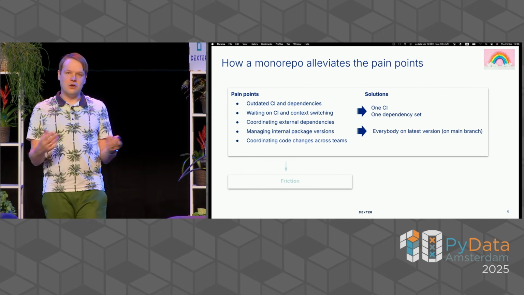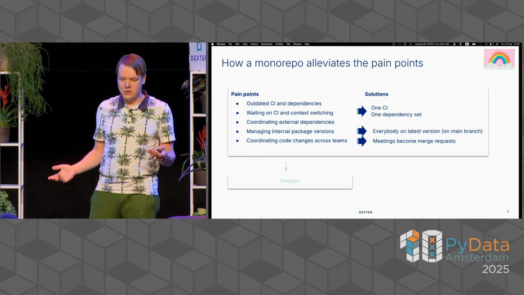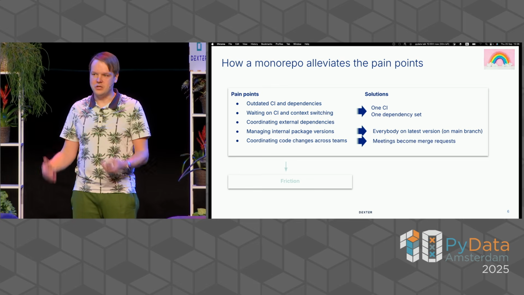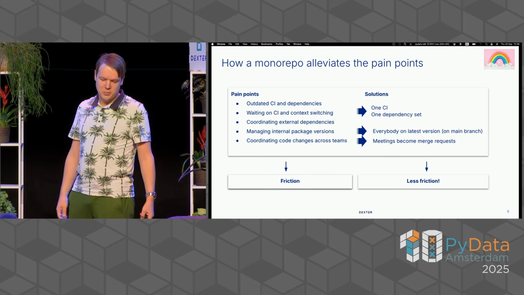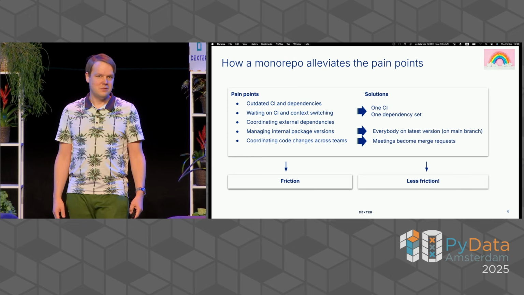And coordinating the code changes across teams becomes way easier as well because you're on the same repo, and all the meetings you were having become just merge requests and some discussion on Slack, and that's all you need. So a lot of the friction disappears in this magic world of the monorepo. That's it.